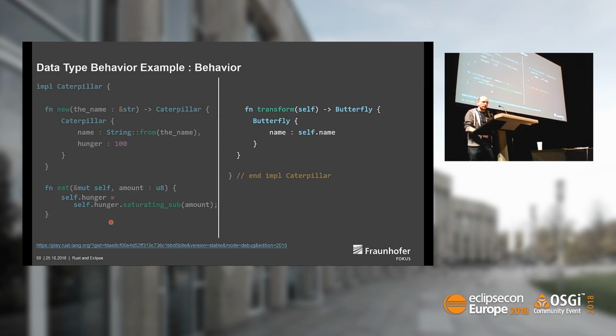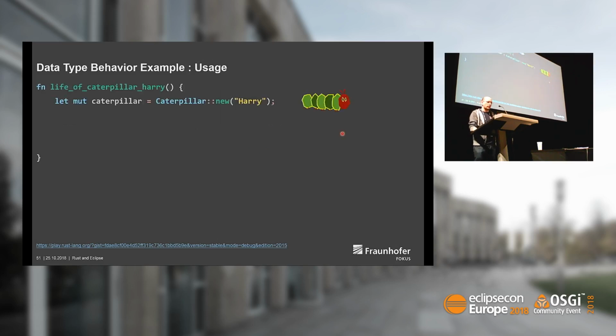And when transforming, we transform the caterpillar into a butterfly. And since this is taken by value, we take ownership of self and drop it in the end because we don't pass it on again. So in the end here, the caterpillar is gone and we have a butterfly. All right, so let's use it. We create a caterpillar. We call some method here, and note that we pass just a reference and not a mutable reference.